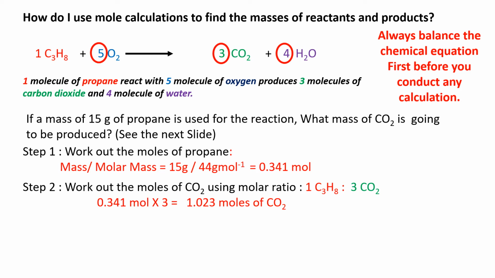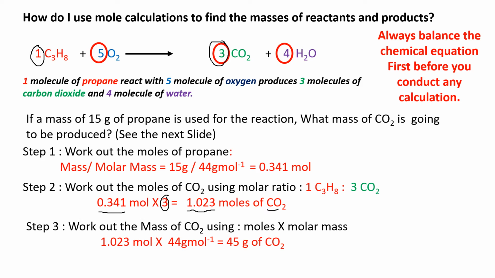Step 2, we work out the moles of CO2 using the molar ratio. So now we compare the molar ratio of 1 to 3. We are interested in finding out the moles of CO2, therefore we multiply the 0.341 by 3. That gives us a value of 1.023 moles of CO2.